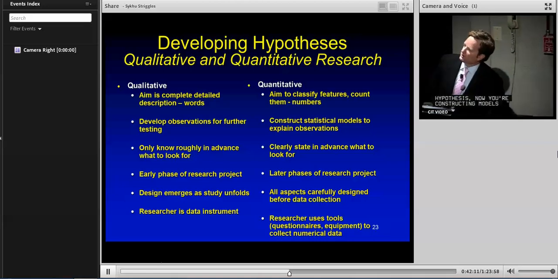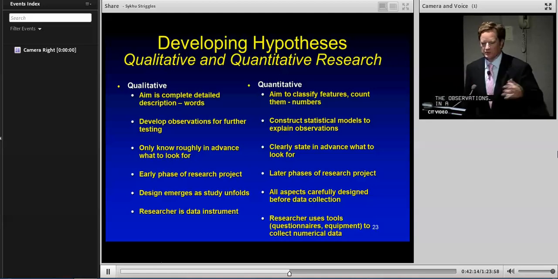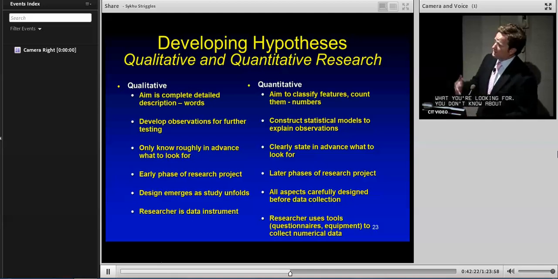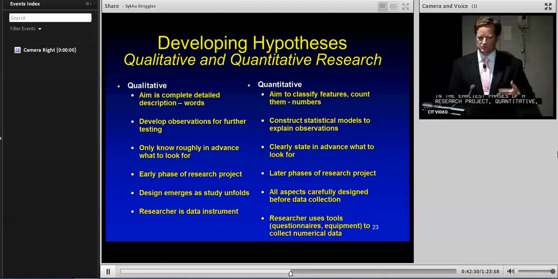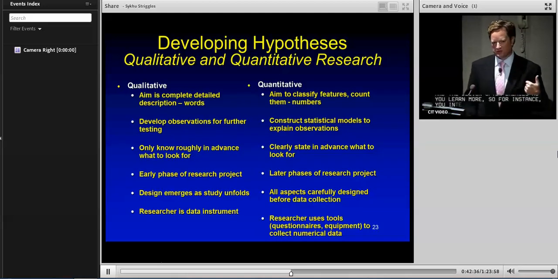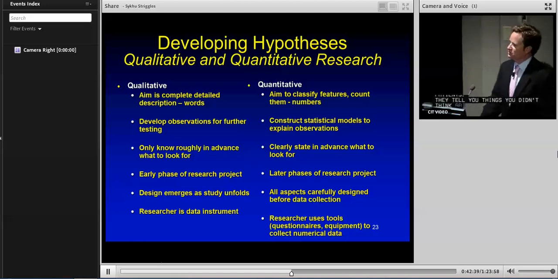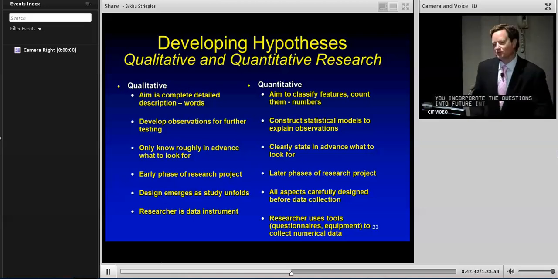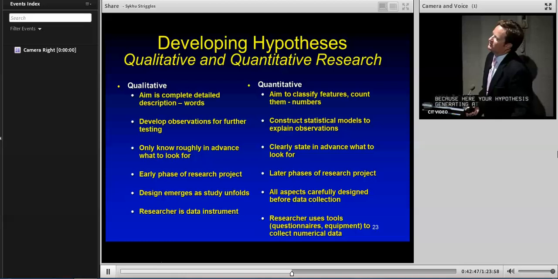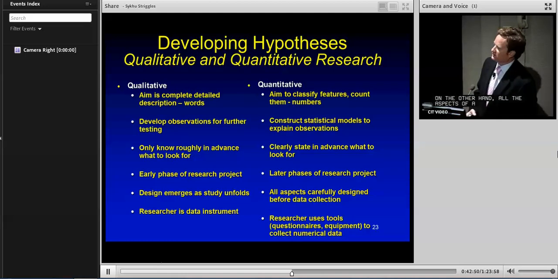In a qualitative study, you only know roughly in advance what you're looking for. You don't know what people's attitudes are going to be about being hospitalized. On the other hand, in a quantitative study, you're clearly stating in advance what you're going to look for. The qualitative research is often done in the earliest phases of a research project, whereas quantitative comes later. And the design of a qualitative study often emerges as you learn more. So, for instance, you interview the first 5 patients, they tell you things you didn't think about, and you incorporate those questions into future interviews. And that's fine, because here you are hypothesis generating at this point. On the other hand, all the aspects are carefully designed before data collection in a quantitative study.